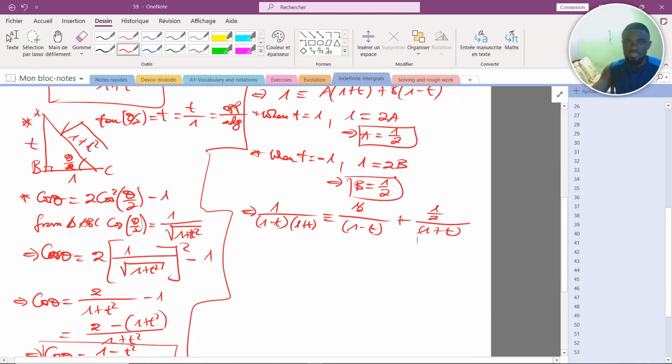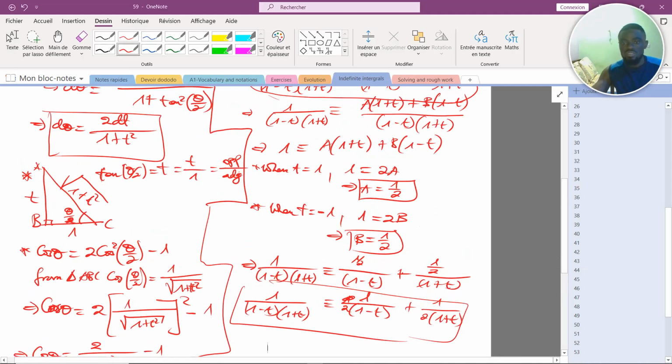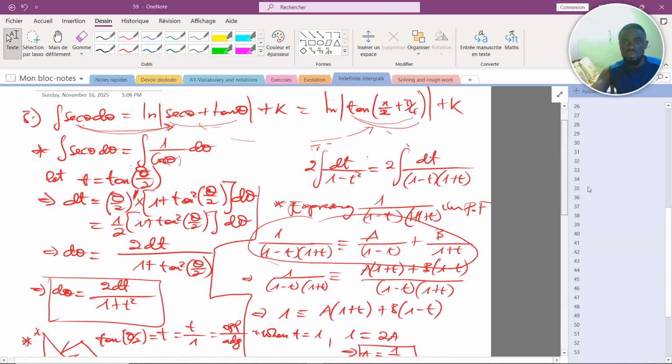So this will be identical to a half. 1, this 2 will go down. This will give 1 on 2 into 1 minus t plus 1 on 2 into 1 plus t. Is that okay? So this 1 on 1 minus t into 1 plus t is identical to this. So we have already our partial fraction. Let's now take this and substitute it in the integral we were finding.